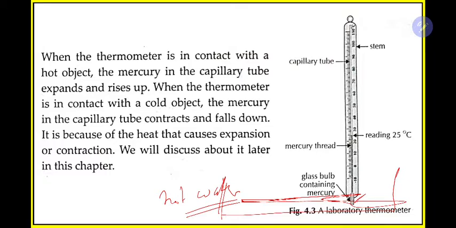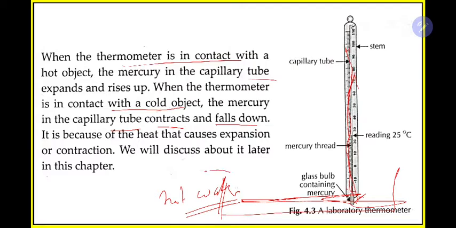It will contract. So this is the process: when the mercury comes in contact with hot water, the mercury will expand. That means its size will expand and it will rise in this direction, so the temperature reading will increase. For example, earlier it was 0 degree in the normal case, now it will rise to 70 degree, 80 degree, 100 degree based upon the temperature. When the thermometer is in contact with a cold object, the mercury in the capillary tube contracts and falls down. The reverse will happen if the water is cold.